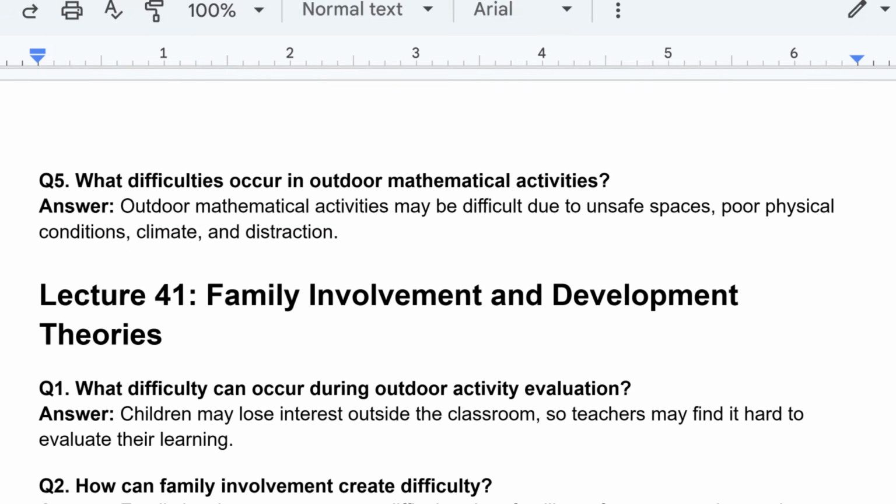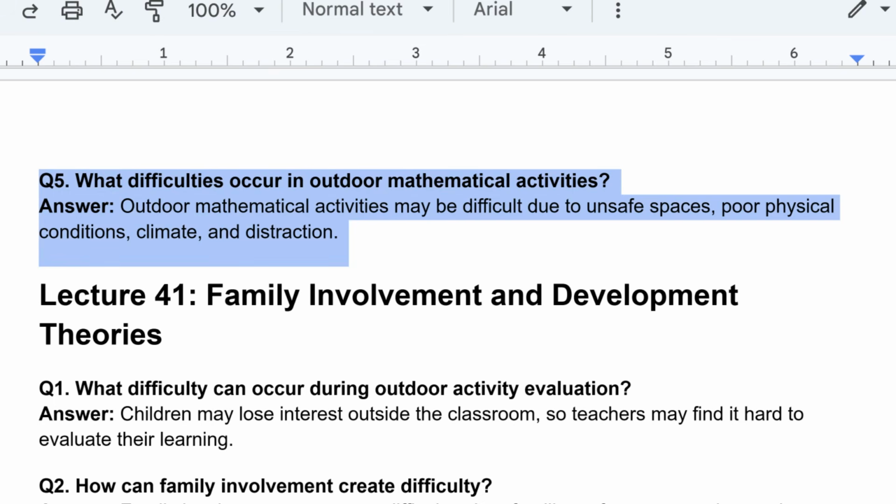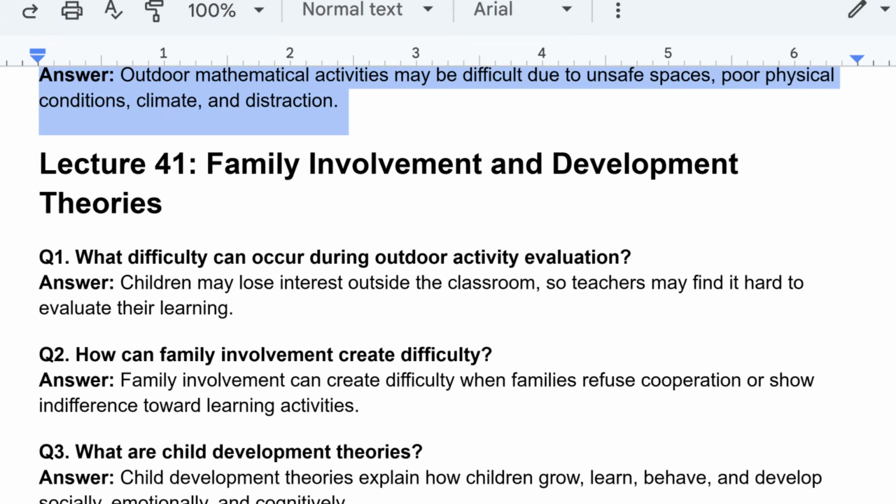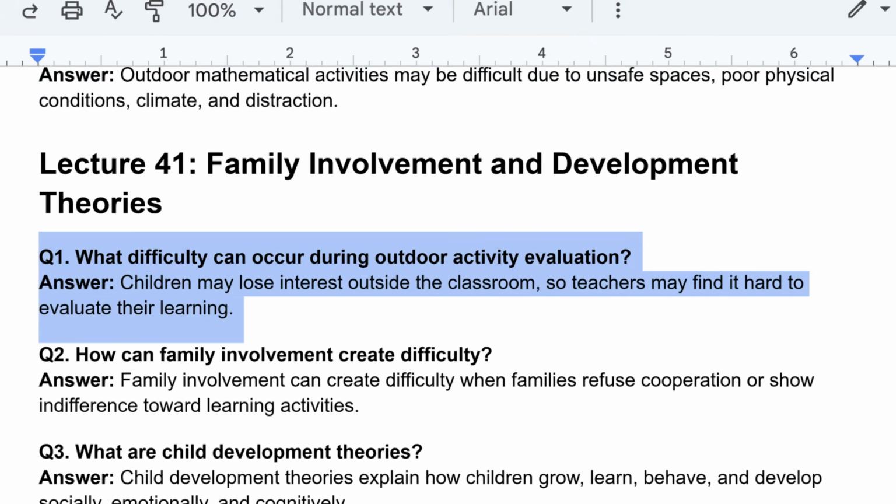What difficulties occur in outdoor mathematical activities? Outdoor mathematical activities may be difficult due to unsafe spaces, poor physical condition, climate, and distraction. What difficulty can occur during outdoor activity evaluation? Children may lose interest outside the classroom, so teachers may find it hard to evaluate their learning.